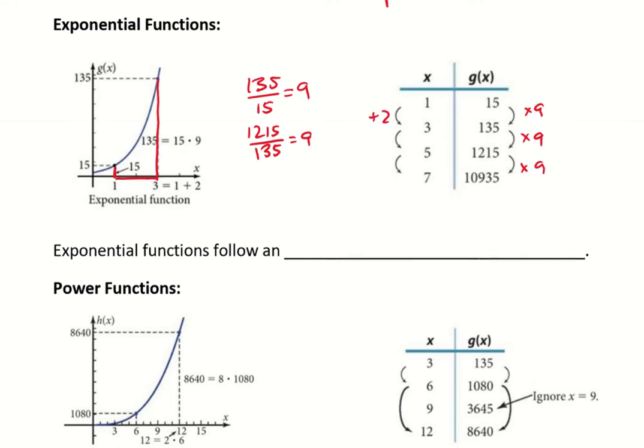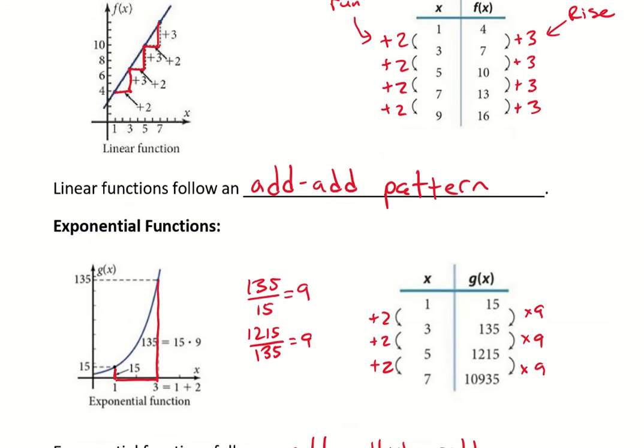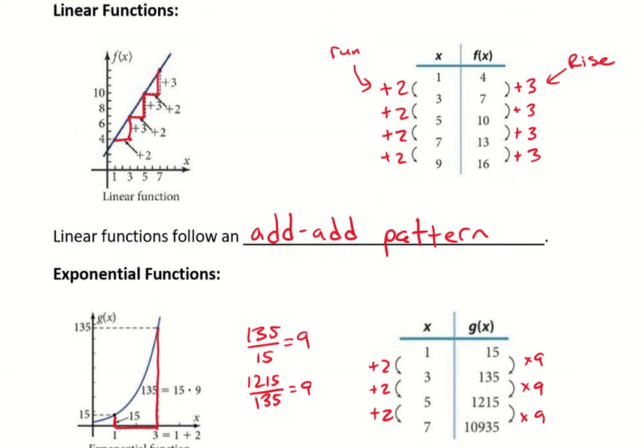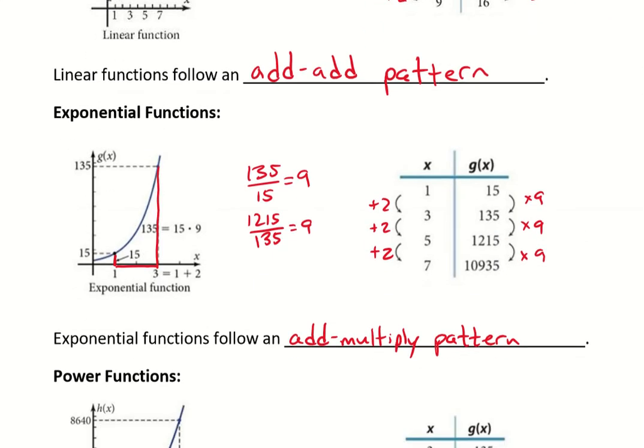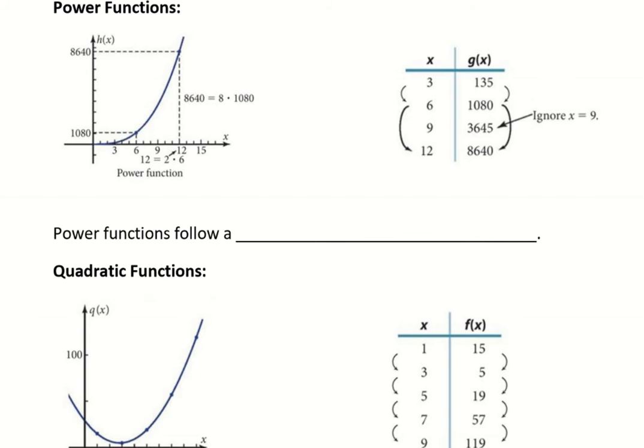So this is just adding 2, right? 1, 3, 5, 7. So exponential functions follow an add-multiply pattern. And that just means it adds on the left and it multiplies on the right. This is how you would test that out. You divide the number by the number before it. You could test that out here too, and it wouldn't work, but you can also see it's adding by a constant rate. So you kind of test both to see if you're not quite sure.